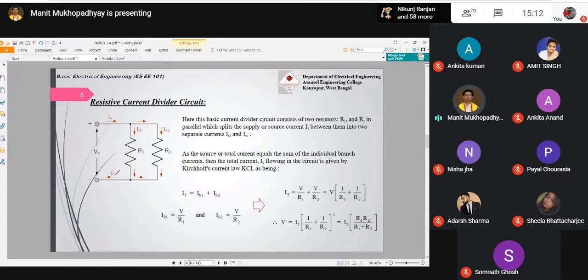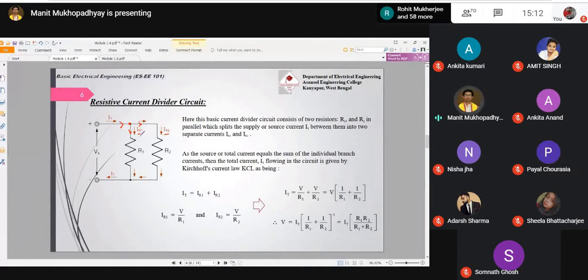Okay, now is the resistive current divider circuit. Why is it called a current divider? Because see, the current is divided at this node. But in the voltage divider circuit, the voltage is divided. That's why that was called a voltage divider. Here, the current is divided into two branches. You can see IR1 and IR2. Now, here our motto is to calculate the values of the currents IR1 and IR2.